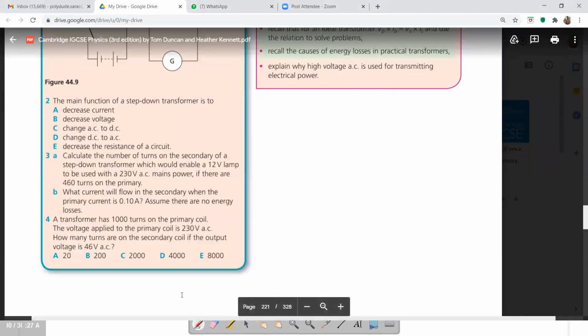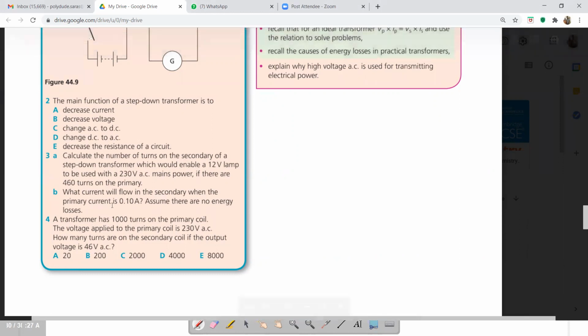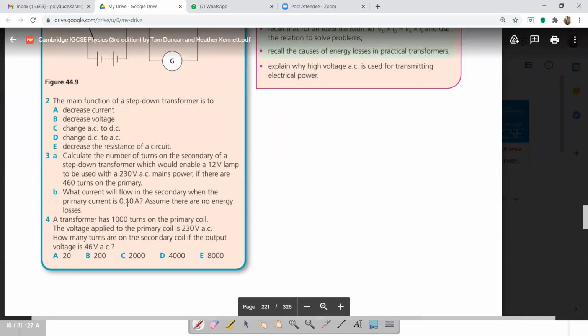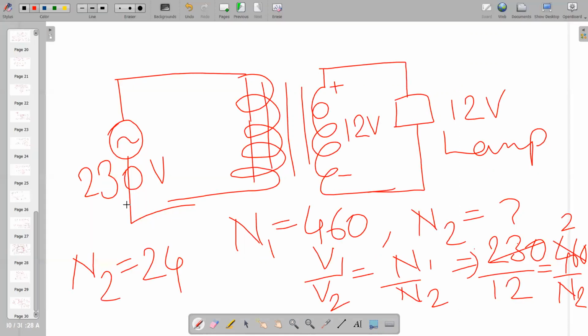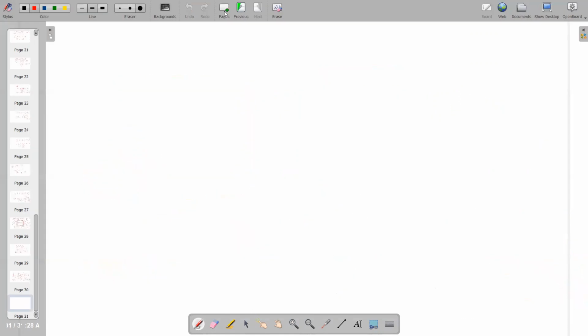Now let's see part B. Part B reads, what current will flow in the secondary when the primary current is 0.1 ampere? Assume there are no energy losses. So this is again an ideal transformer. Primary current is given as 0.1. So I1 is equal to 0.1 ampere.